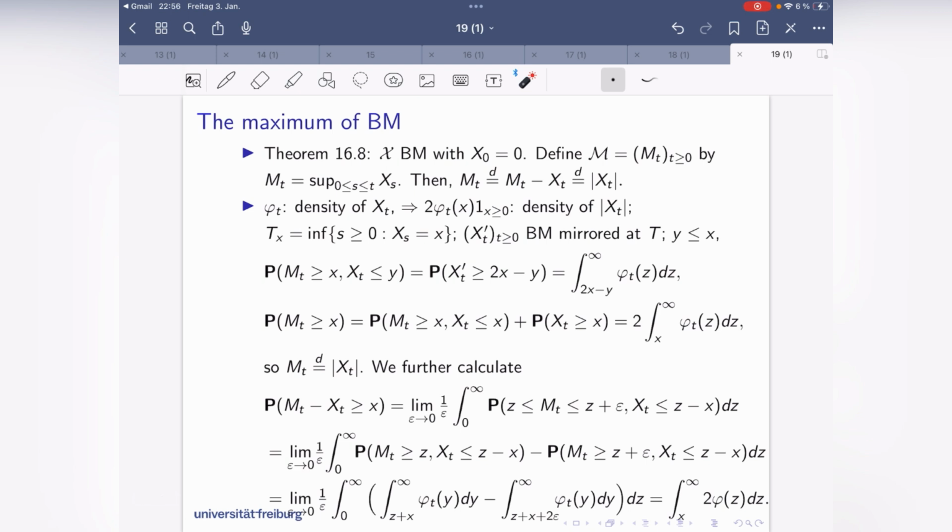So Tx is the first time Brownian motion hits x. And Xt prime is a Brownian motion mirrored, so reflected, I should say reflected at time T, and Y is less than or equal to x. And the reflection principle allows for this equation here to hold. Here, let me draw a picture.